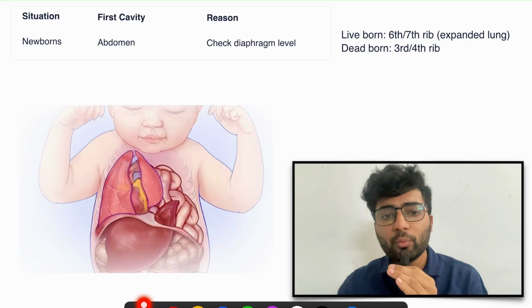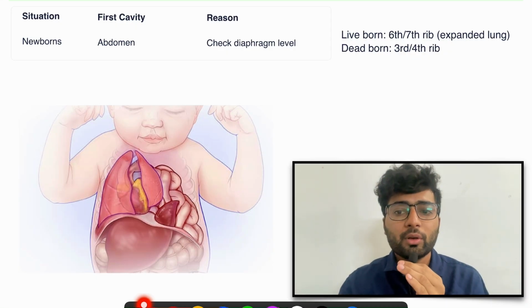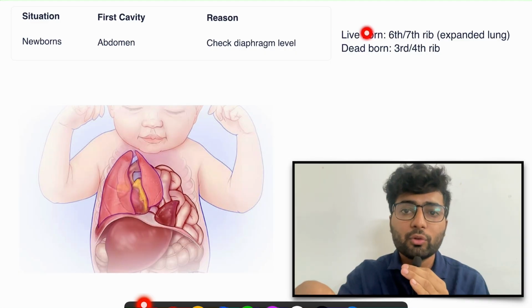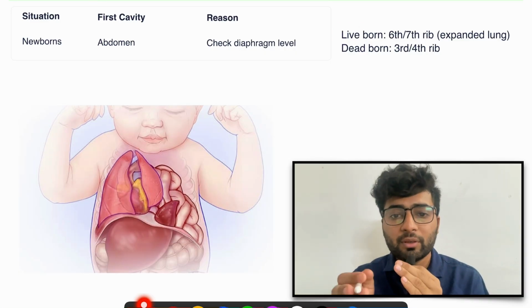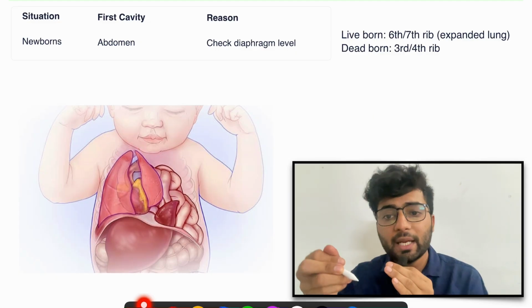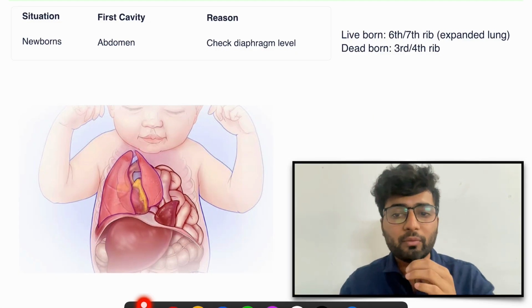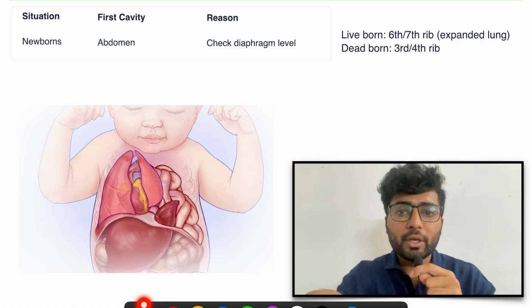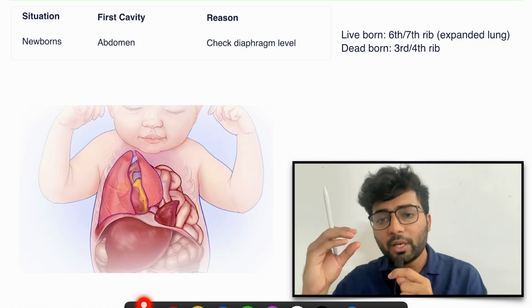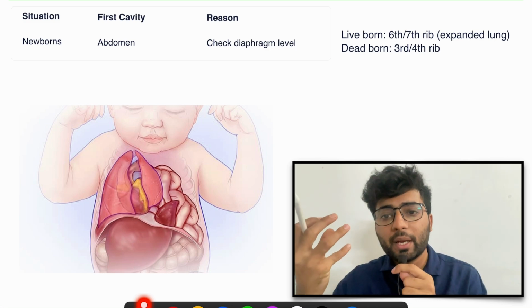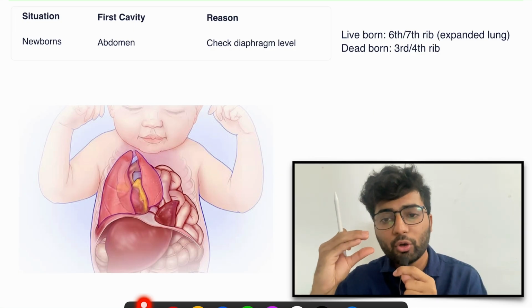Now, in newborn, see, whenever a newborn is dead, we need to identify two things. First, whether the newborn was live after the birth and then became dead, or he was born dead, right? So how will we identify? See, whenever a newborn is born dead, the newborn has never taken any breath, right? So the lungs are small and not expanded.